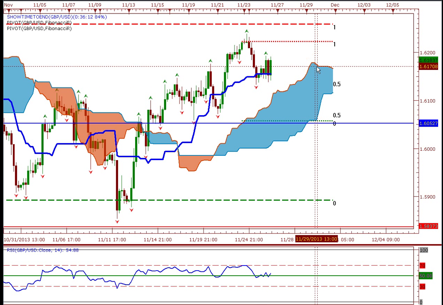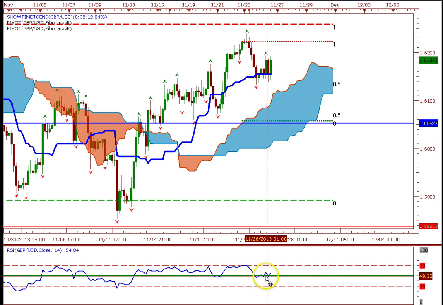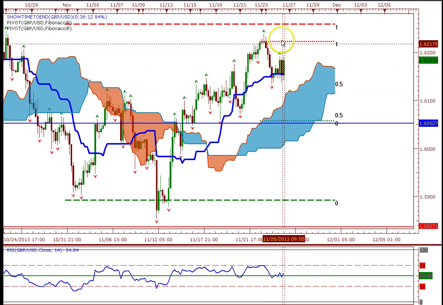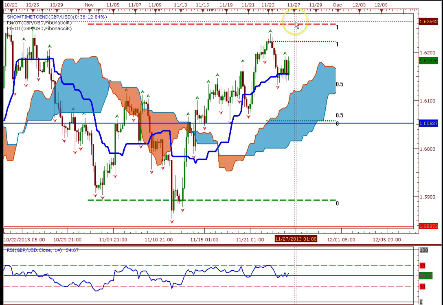You got the support of your Kijun-sen. Price is above the Kijun-sen, and RSI is above the 50 level. So what you would look for is for price to continue up to this level, and then up to this monthly time frame level, this previous month's high level, and then hopefully break that level.